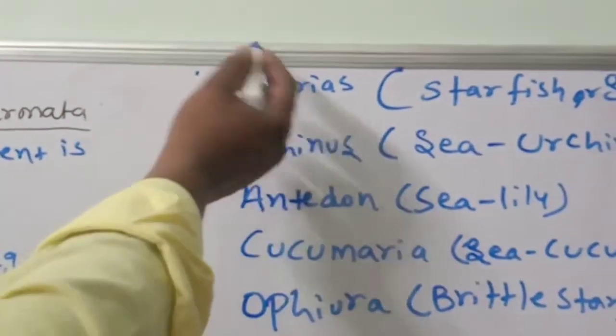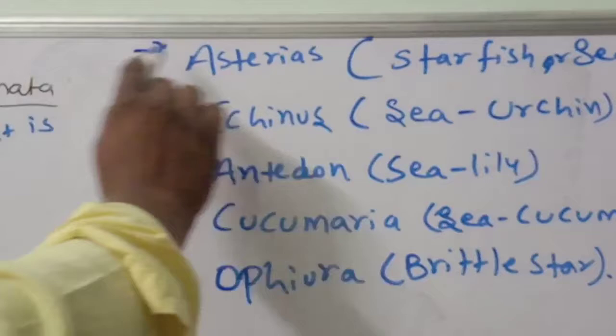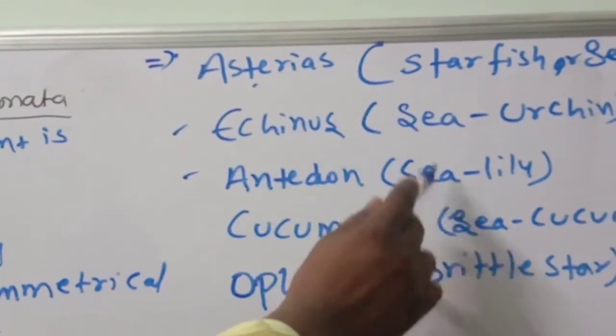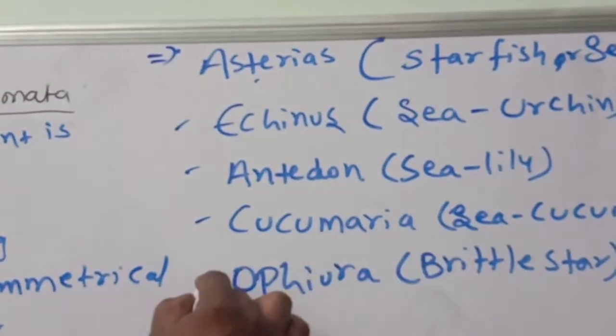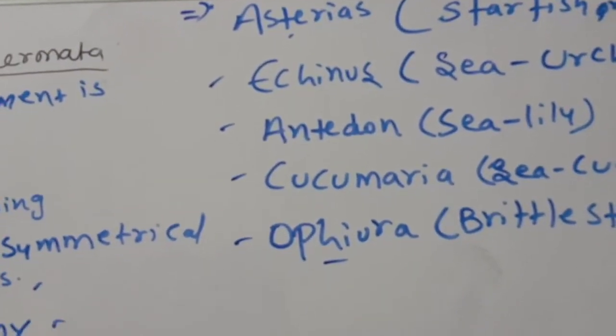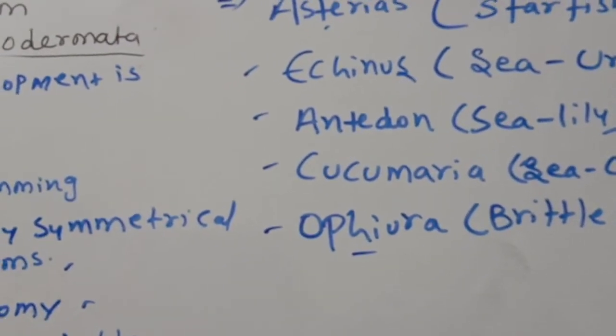Next, Asterias. Some more examples of this phylum. Asterias, starfish. Echinus, sea urchin. Antedon, sea lily. Cucumaria, sea cucumber. Ophiura, brittle star. Okay, children, so another important phylum is there.